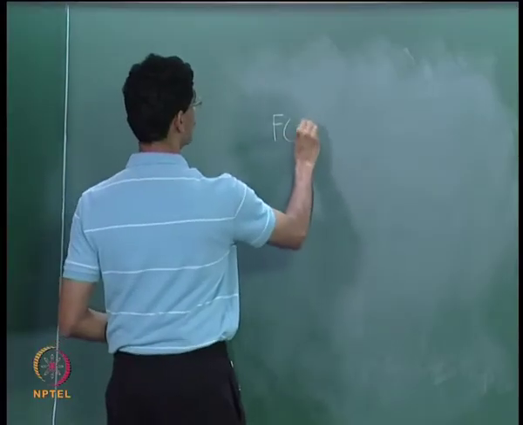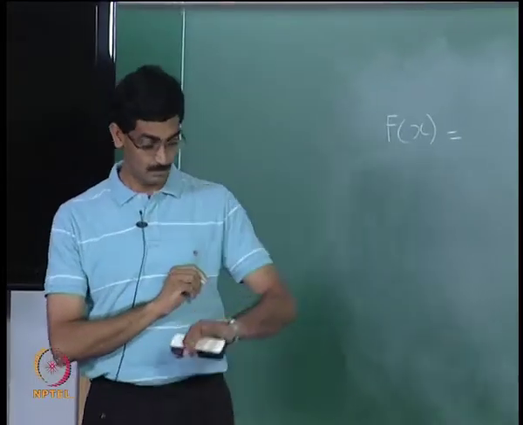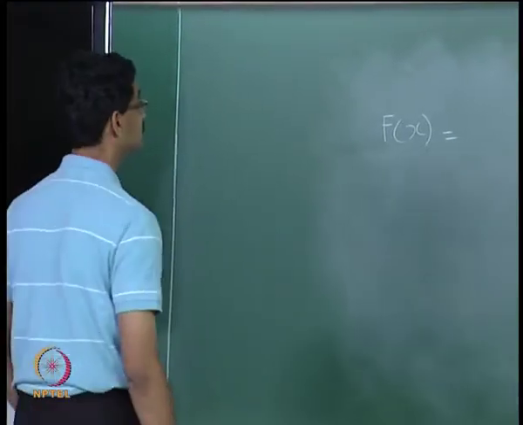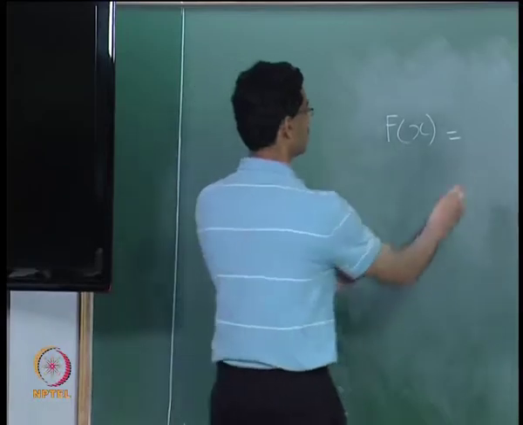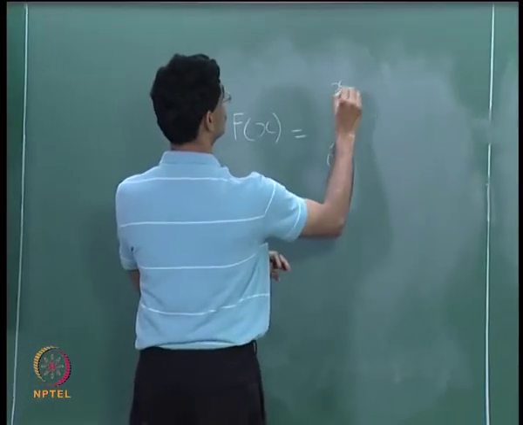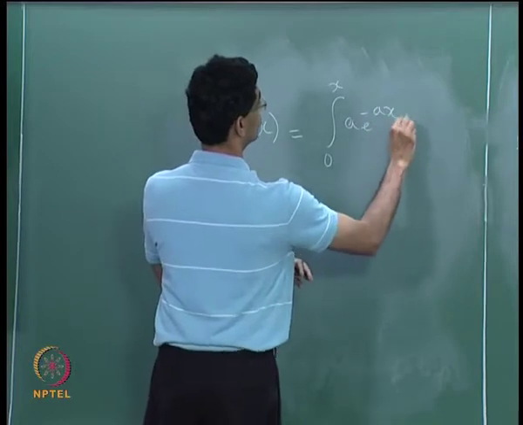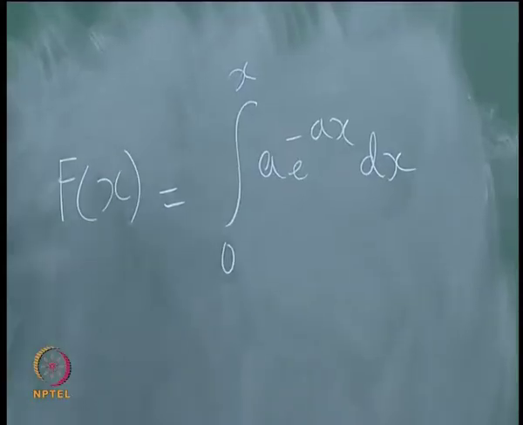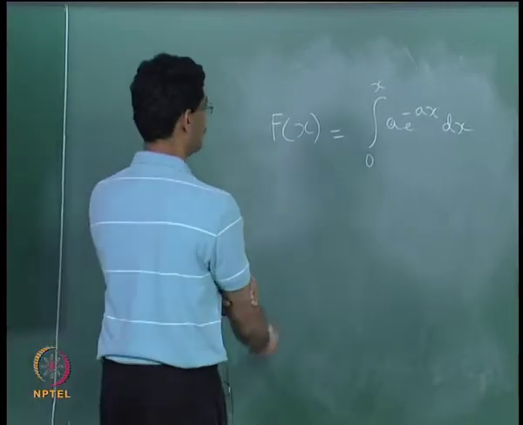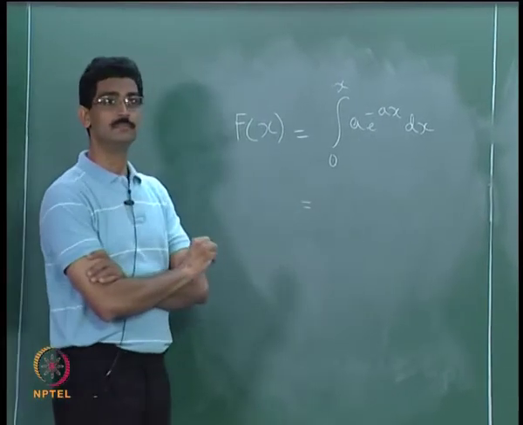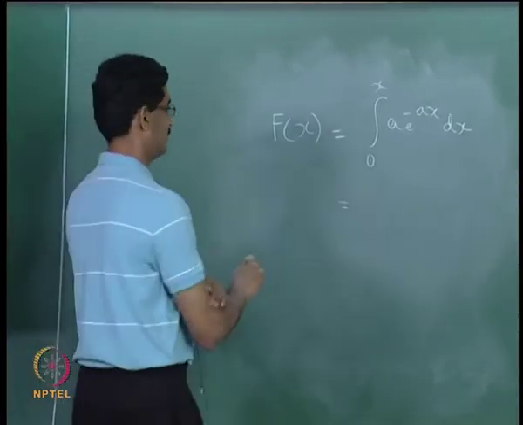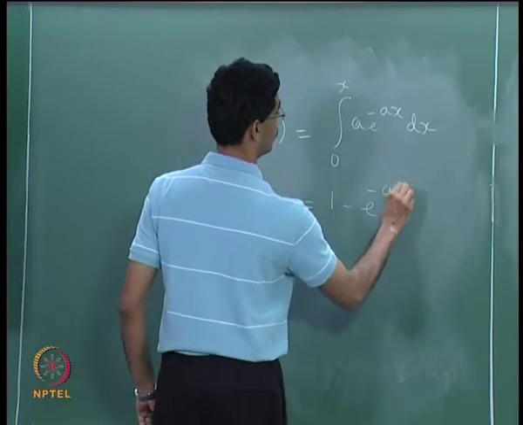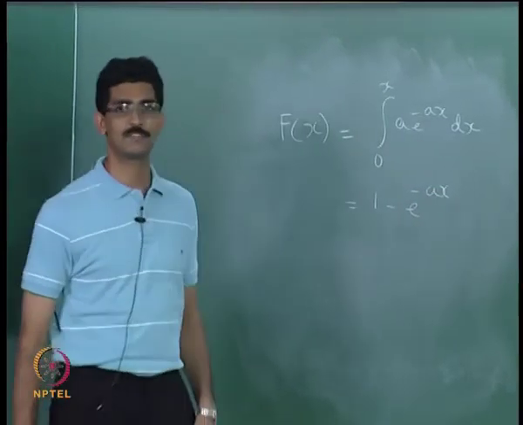Now, more interestingly, what is F of x? What is F of x? Basically the integral from 0 to x of f dx, the summation of all probabilities from 0 to this value x, and that is equal to 1 minus e to the power minus a x. Okay, that is your F of x.